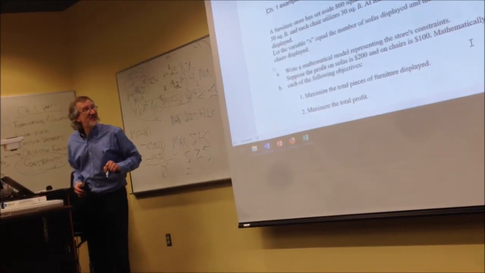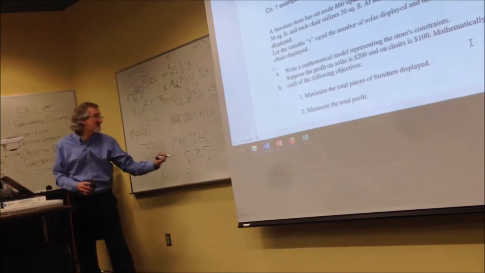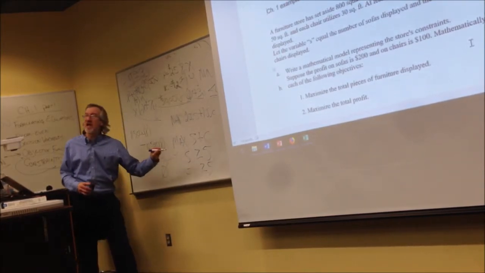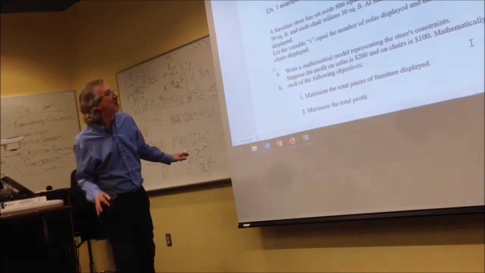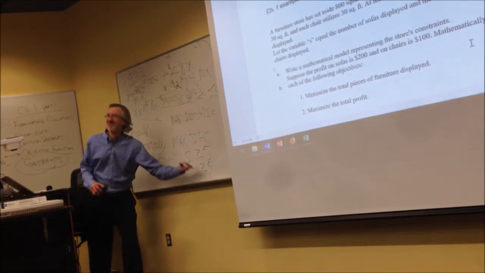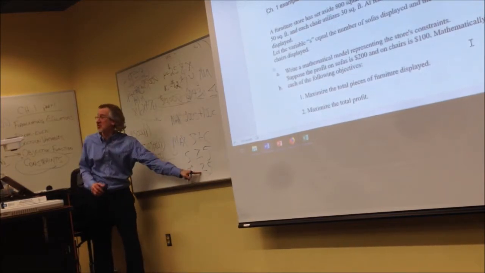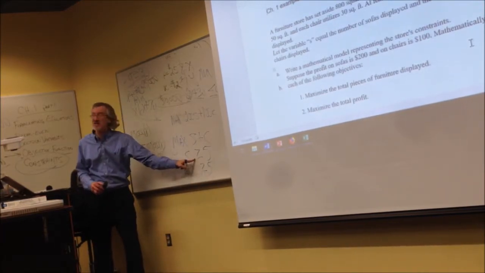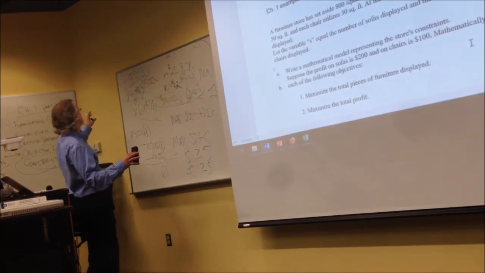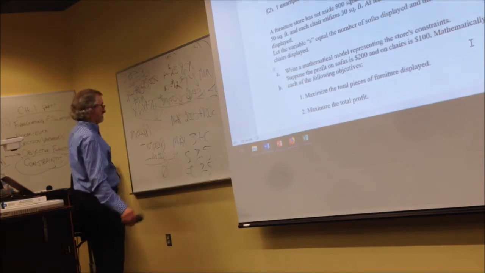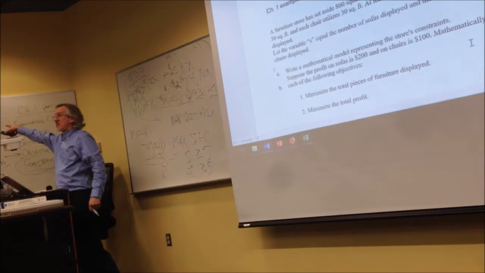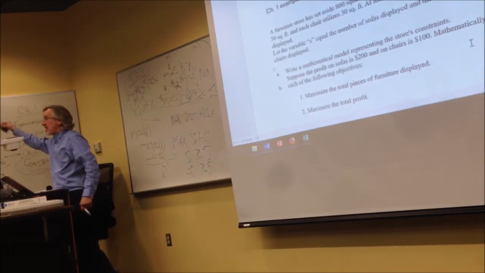Then it says there has to be at least 5 chairs in the display. Less than or equal, greater than or equal, or equal to 5? Greater than or equal again, at least 5 chairs, right? You gotta make sure. What's on the left side? C. You have a constraint to make sure at least 5 chairs are in there. You have a constraint that makes sure there's at least 5 sofas in there. And where's the 800? There. You have a constraint that makes sure we don't go larger than the square footage available in the display.